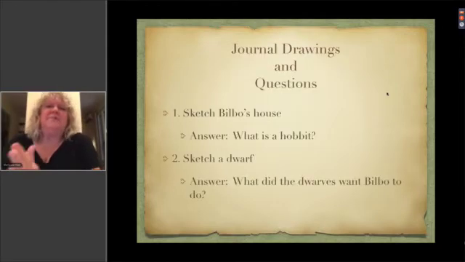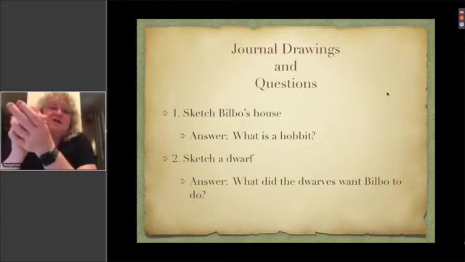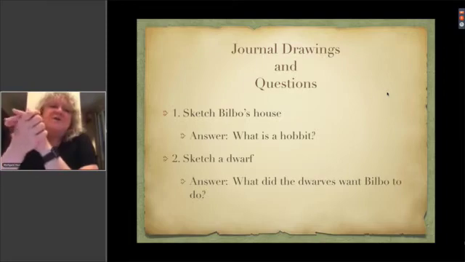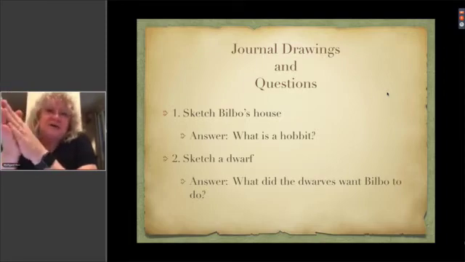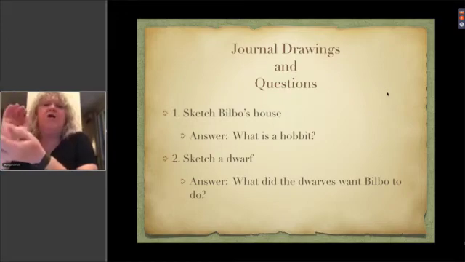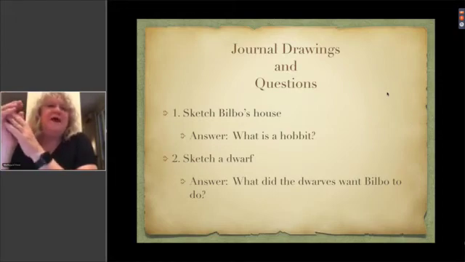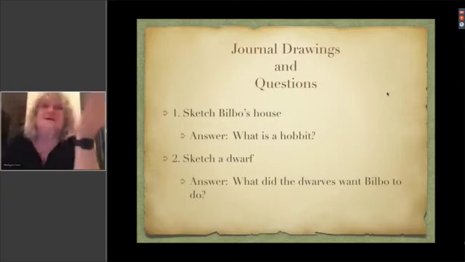Now let's talk a little bit about this type of thing here. On every chapter, I will have for you a little bit of information about the journal drawings and the questions. The first thing I'd like you to do is sketch your idea of Bilbo's house. In your journal, your journey through Middle-earth, take all the information that you've read, all the inspiration from pictures you've seen, and draw Bilbo's house. It can be a sketch, it can be elaborate, it can be inside, it can be outside, just whatever impressed you. And the question to go with this one is, what is a hobbit?